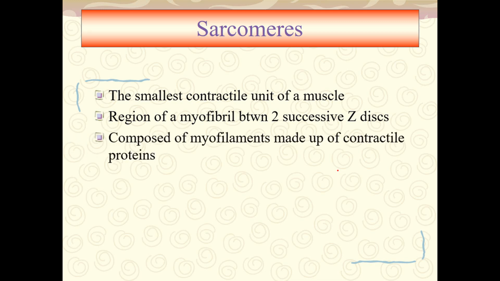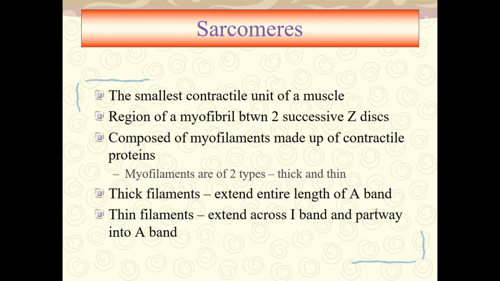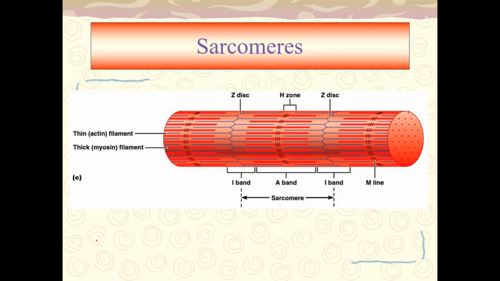So it's composed of myofilaments. As I said, a myofibril is made up of myofilaments. These myofilaments are made up of contractile proteins. There are going to be two types, thick filaments and thin filaments. Now, if we go back to the A band and the I band, like I said, this is going to turn into an alphabet soup. The thick filaments extend the entire length of the A band. Thin filaments extend across the I band and partway into the A band. So we're going to take a look at this on the next slide.